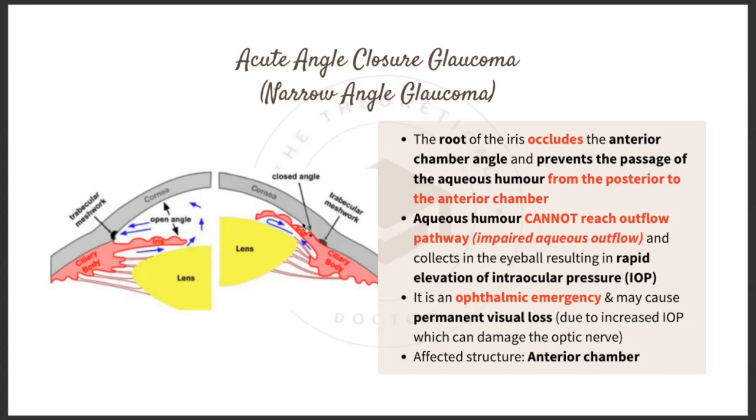It comes out here, it's supposed to exit here. But what happens when it comes out, it's not able to exit because it is blocked by the root of the iris. Okay, this part here, this iris blocks it. You can see in this picture, it completely blocks it. Now the aqueous humor, when it comes out, builds up over here. Okay, it builds up in this part. So when it builds up over time, it compresses the lens, and that's why it's a medical emergency, because it can cause permanent visual damage.